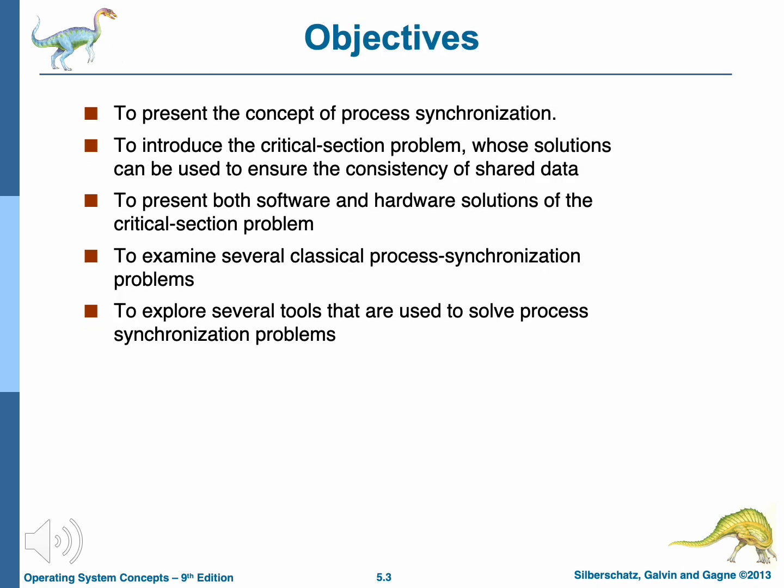Chapter Objectives: To introduce the critical section problem, whose solutions can be used to ensure the consistency of shared data. To present both software and hardware solutions of the critical section problem. To examine several classical process synchronization problems. To explore several tools that are used to solve process synchronization problems.